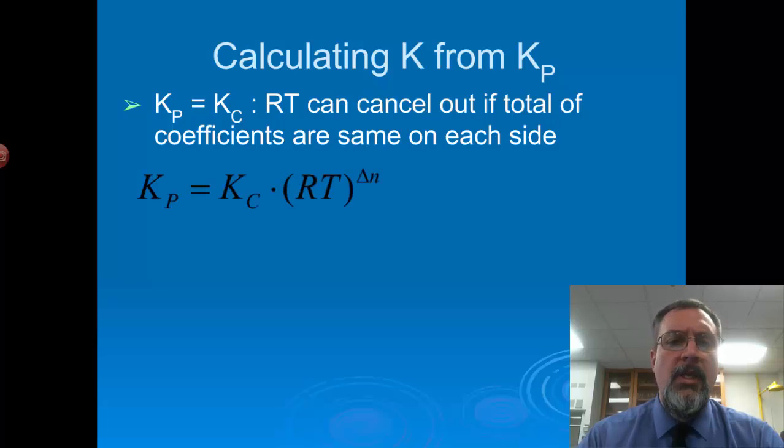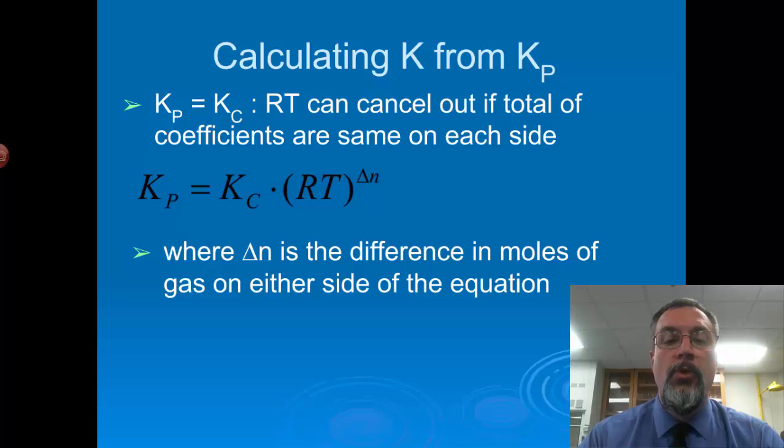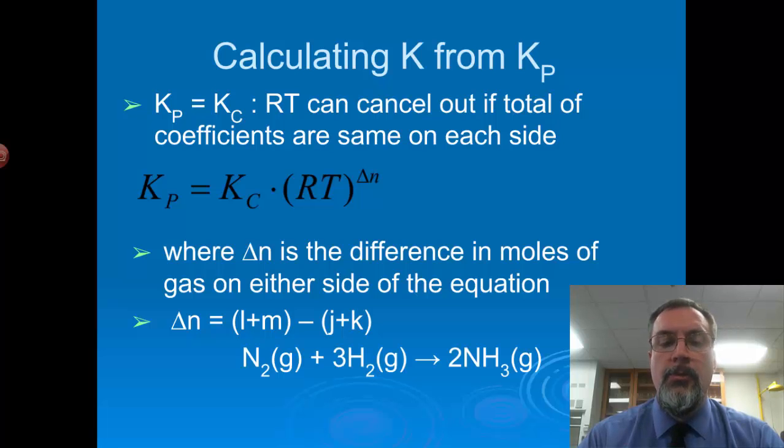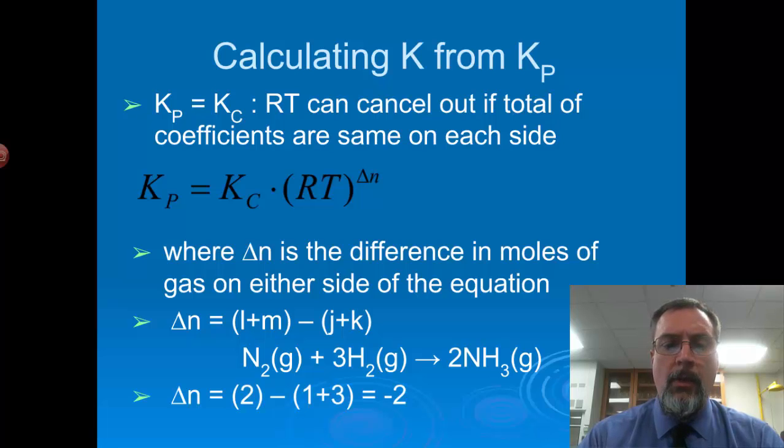So in general, we say that Kp is equal to Kc times RT to the delta n, where delta n is the difference in number of moles of gas on either side of the equation. It's the number of moles of gases on the product side minus the number of moles of gases on the reactant side. So for our reaction, delta n is L plus M minus J plus K. For the specific reaction that we had here, we had 2 for the ammonia minus the sum of 1 and 3 for the reactants, and 2 minus 4 is minus 2. So delta n would be minus 2 for this reaction if you wanted to find Kp from Kc.